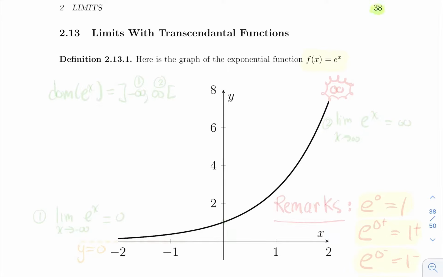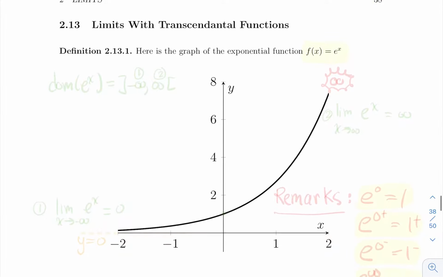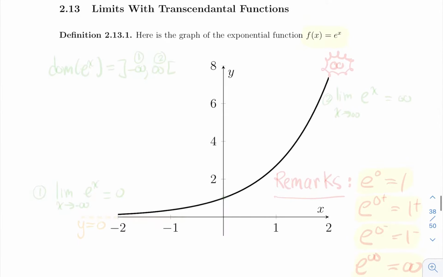Hello, everyone, and welcome to the last section of this chapter. In this last section, basically what we're going to do is look at limits where some of those functions will involve more advanced functions. So these transcendental functions, like the exponential function, the logarithmic function, sine and cosine, and all the other four trigonometric functions.